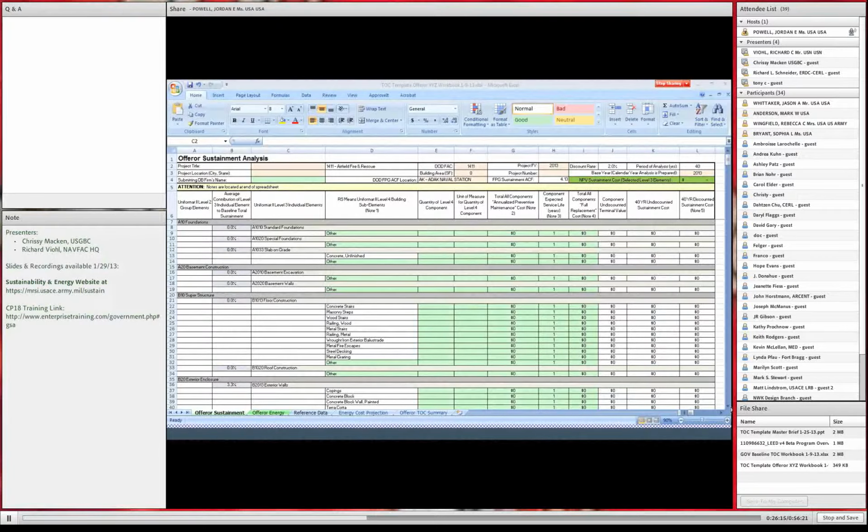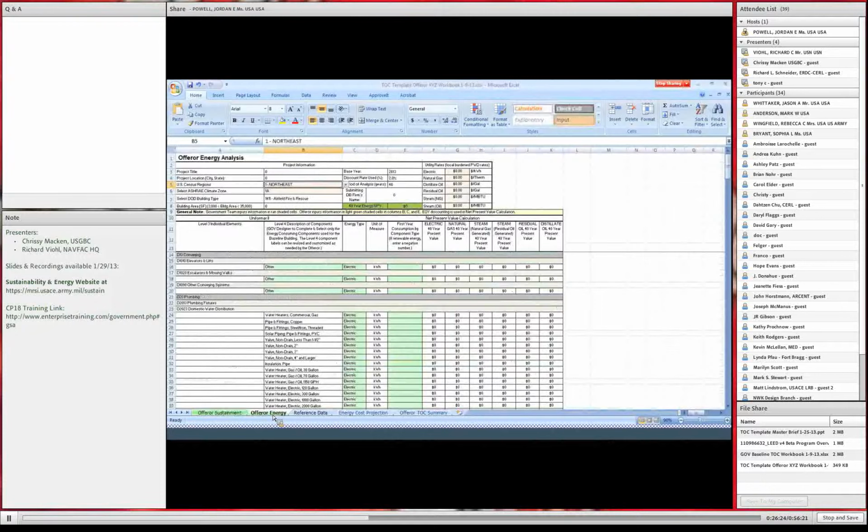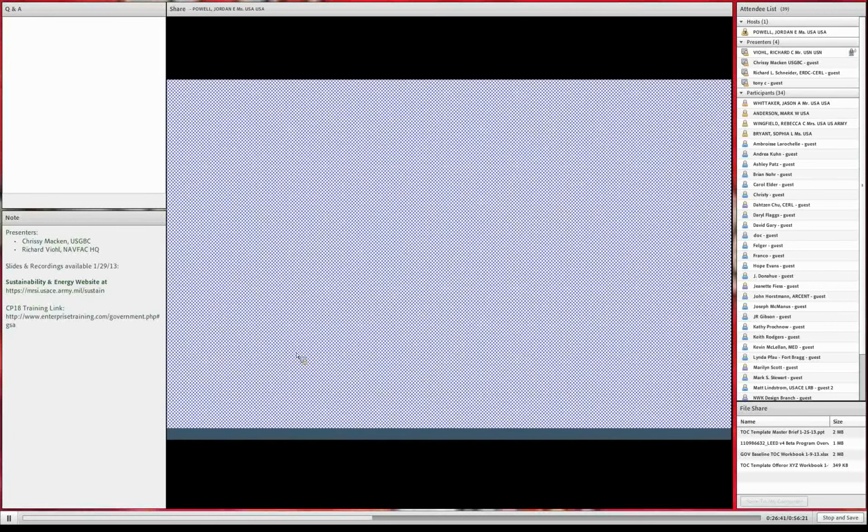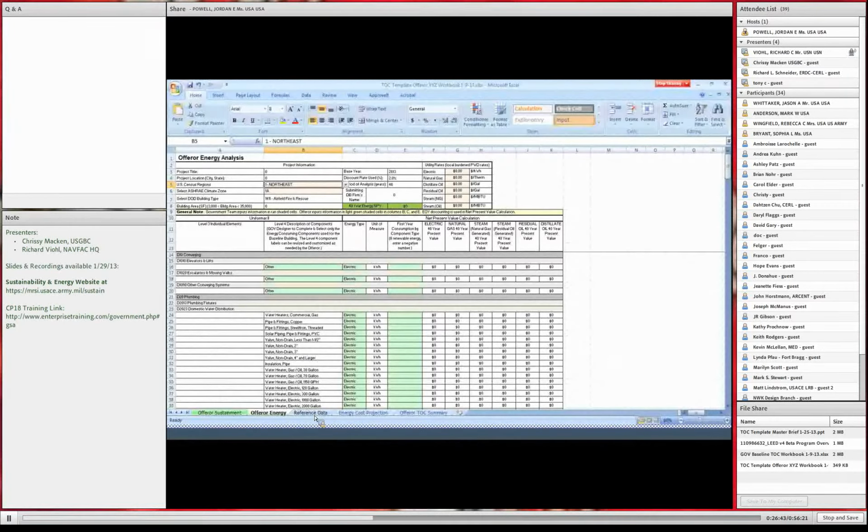Okay, if we go to the next tab, which is the Offeror Energy tab, that's a similar looking spreadsheet. It has the green cells where the offeror would be asked to put in their energy consumption for the first year. At the moment, I'm not seeing anything. Oh, there it came back. Okay, we're not going to go into this in detail either, but again, it's a minimal number of green cells to be filled out by the offeror for the first year's energy consumption.